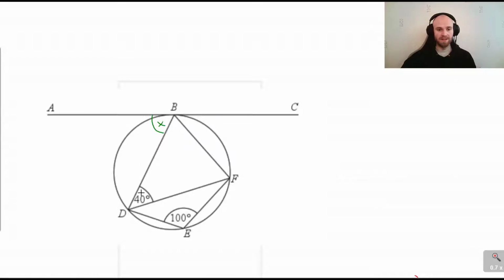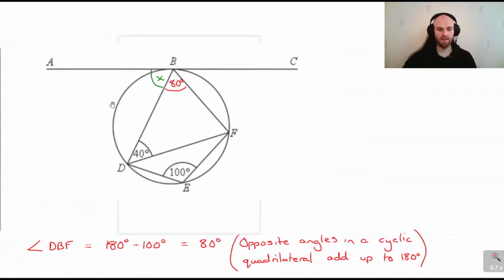Okay, so straight away I can say this angle DBF is opposite this 100-degree angle here, and this is a cyclic quadrilateral because all 4 of the sides touch the circumference of the circle. So I know that DBF is going to equal 80 degrees because the opposite angle is 100, and these must add up to 180 degrees. So we can write something like this.